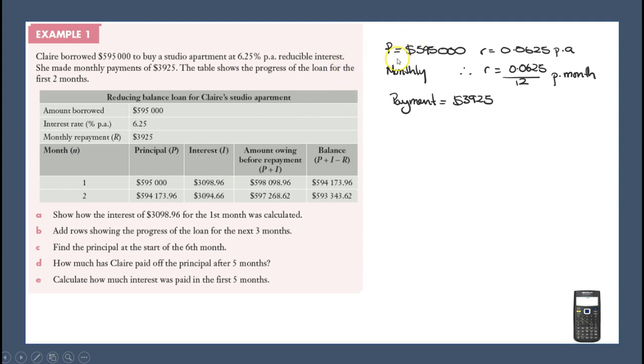So what we know is that P is this amount, R is this amount per annum. Everything's happening monthly, so the rate needs to get reduced to a per month rate, and we need to note the monthly repayment. Now, to do A, we're going to use the simple interest formula, and it's only charged on 1 month. Everything is in months. We only want to know the interest for 1 month. So you can see I've substituted P. I've put in my value for R, and I've multiplied by 1 for 1 month.